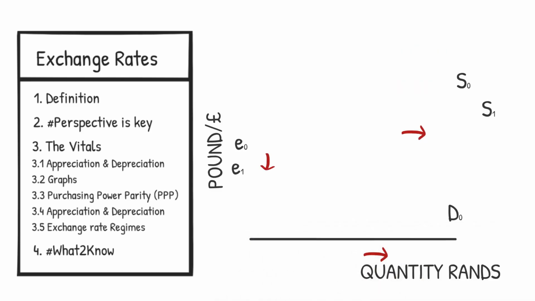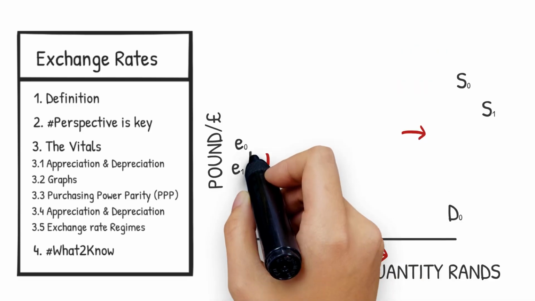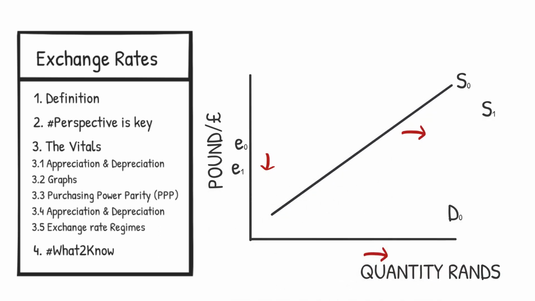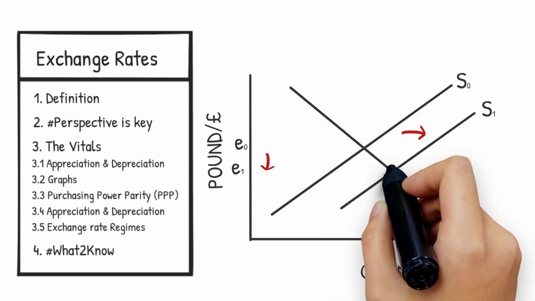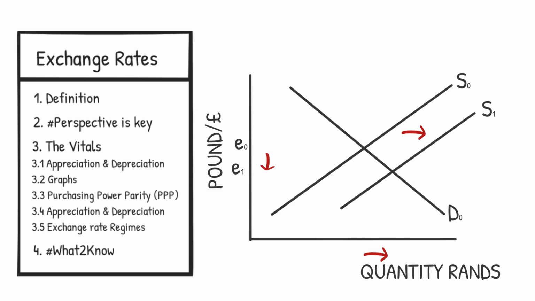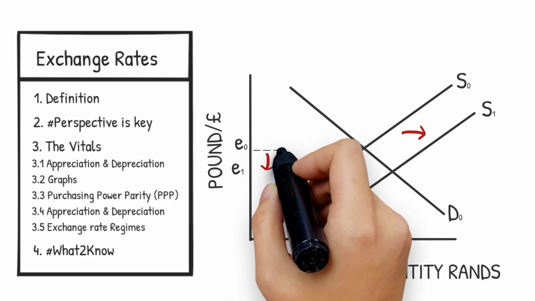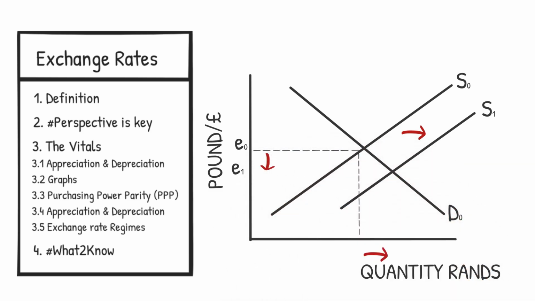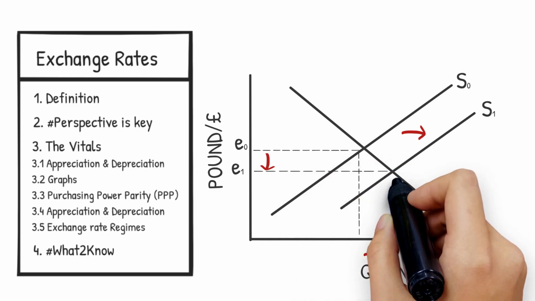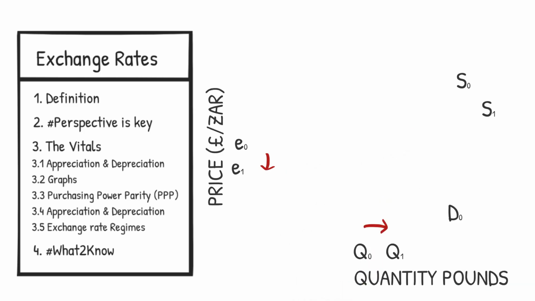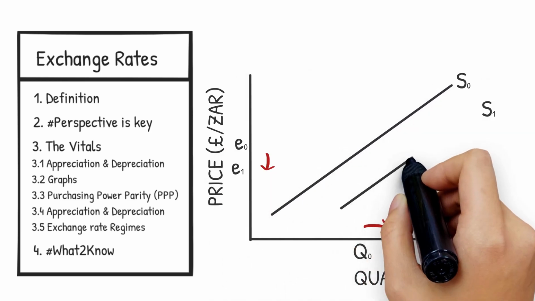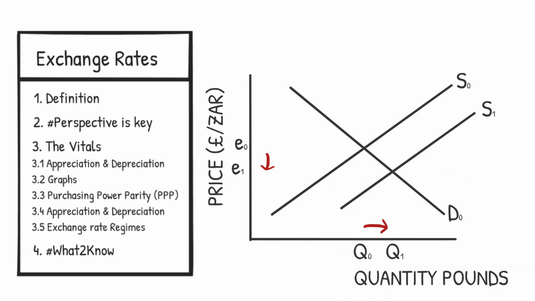Graph 2 depicts the flip side of the demand. Individuals increasing their demand of pounds means that they increase their supply of the opposite currency. For demand to buy pounds, it must supply rands. Graph 3 depicts the supply curve with a y-axis label of the pound versus the US dollar.